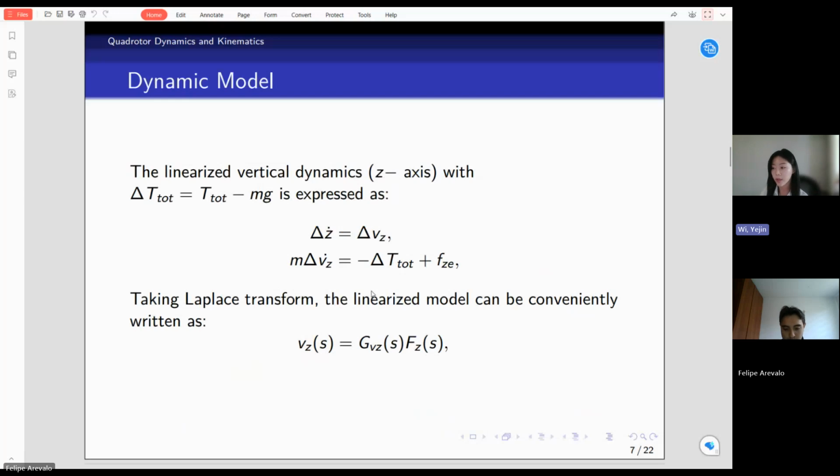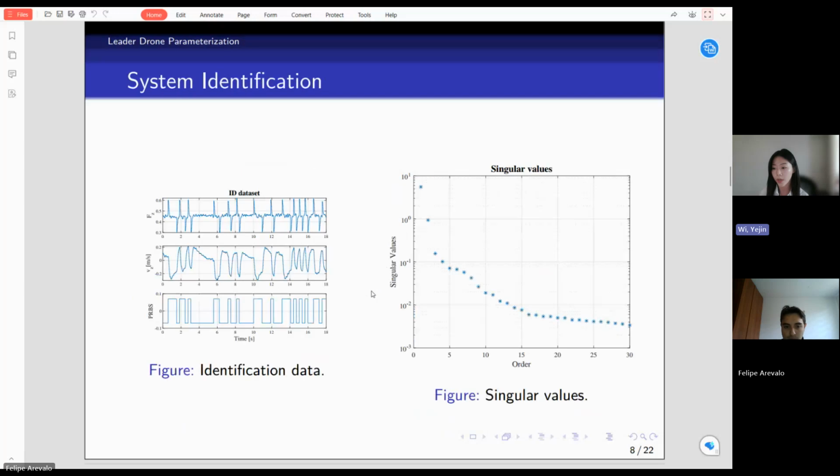And in the next slide, we are going over the procedure to get the vertical dynamics model, which is G_vz in this linearized model. As for the system identification, first we do the experiment to obtain data by injecting a pseudo-random binary sequence. The left figure shows the input force along the z-axis, the output vertical velocity, and the generated PRBS input signal. The obtained data is pre-processed to remove any bias and time delay.